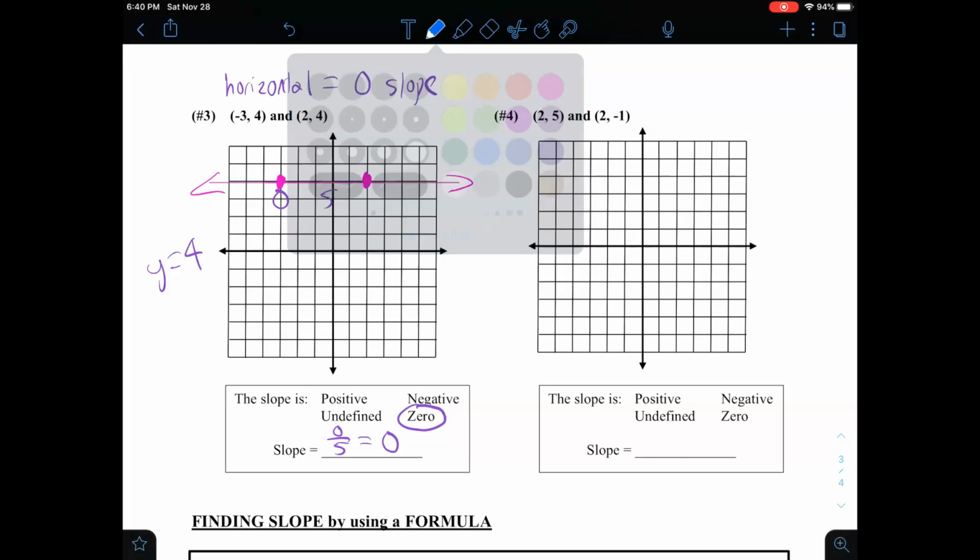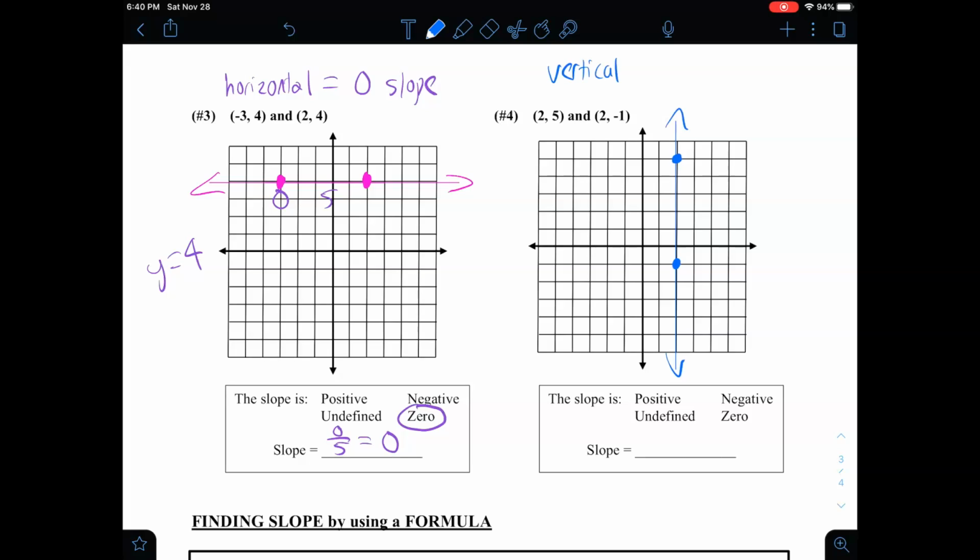All right, next one. Now we have 2, 5, and 2, negative 1. We're going to go right 2, positive 2, up 5. 1, 2, 3, 4, 5. 2, negative 1 is right 2, down 1. Connect our line. Hard to see, but there's our vertical line there. Oh, it's a vertical line.